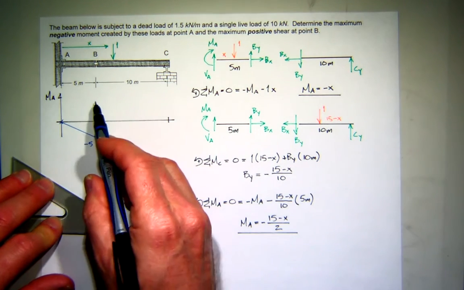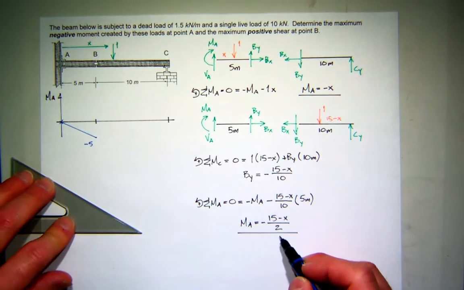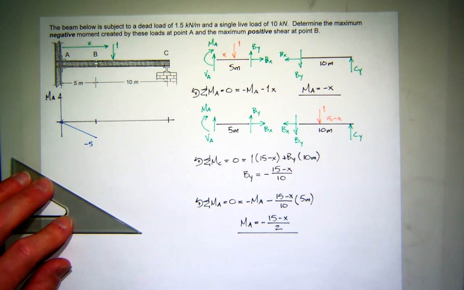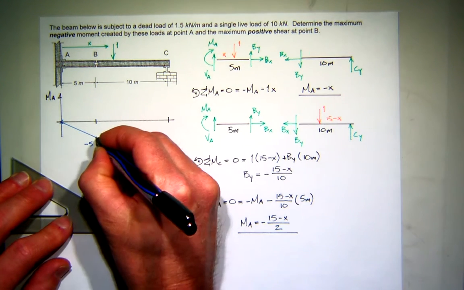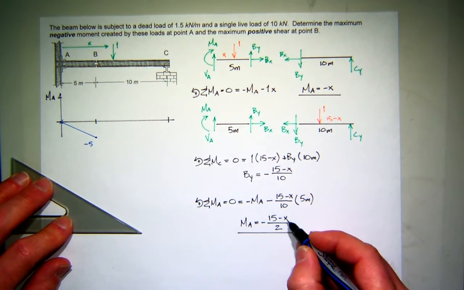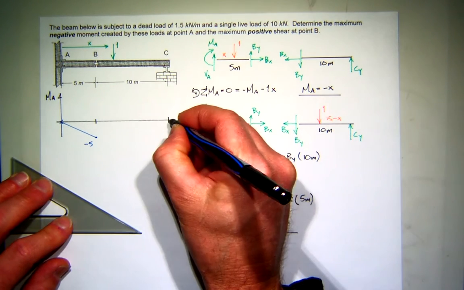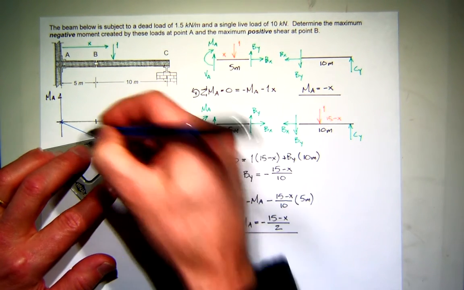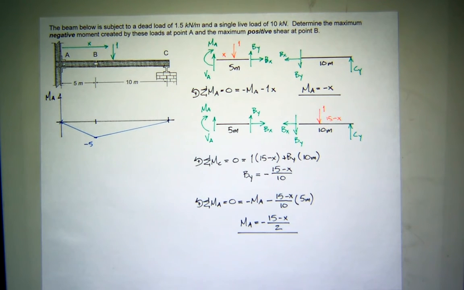Now from 5 to 15, I have to deal with this equation. So I'll just put in 5 here. I got 15 minus 5 is 10. 10 divided by 2 is, hey, it's minus 5. Matches. And when I put in x equal 15, I get 0. So there's my influence line. A lot of work, but there it is.